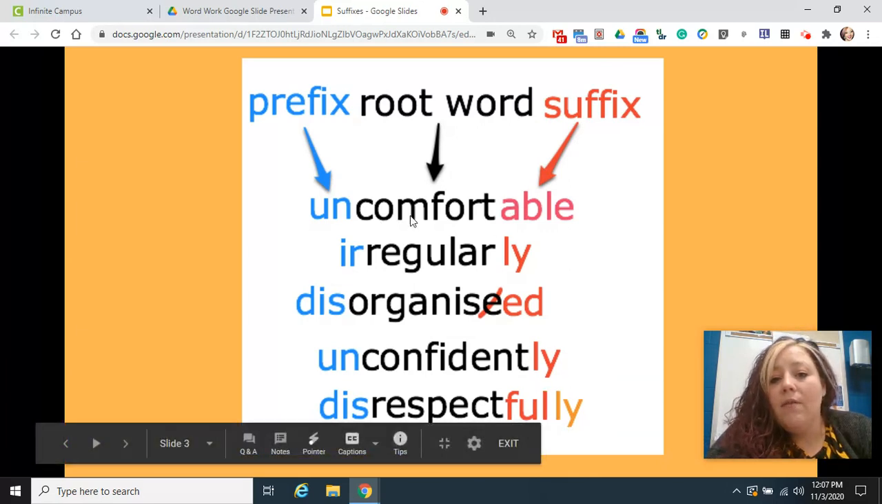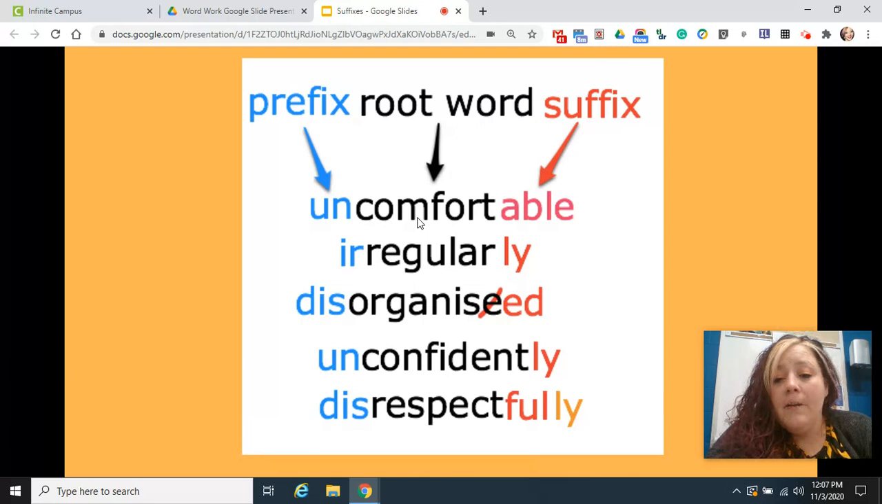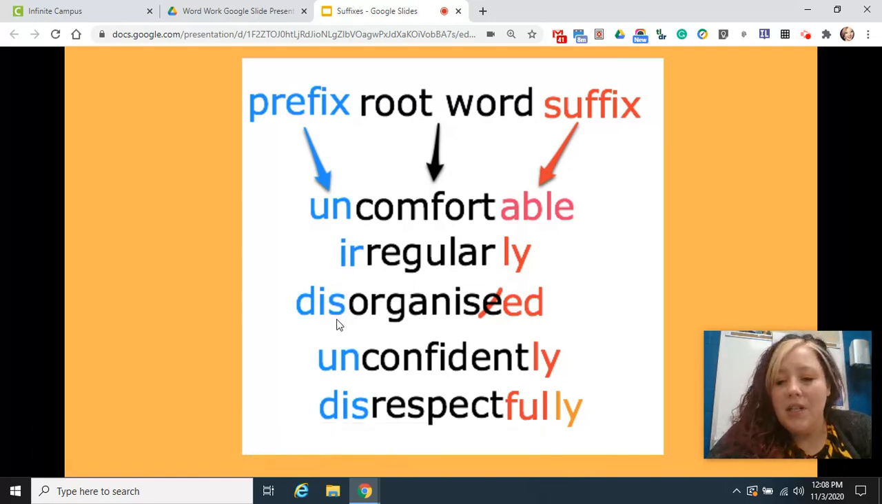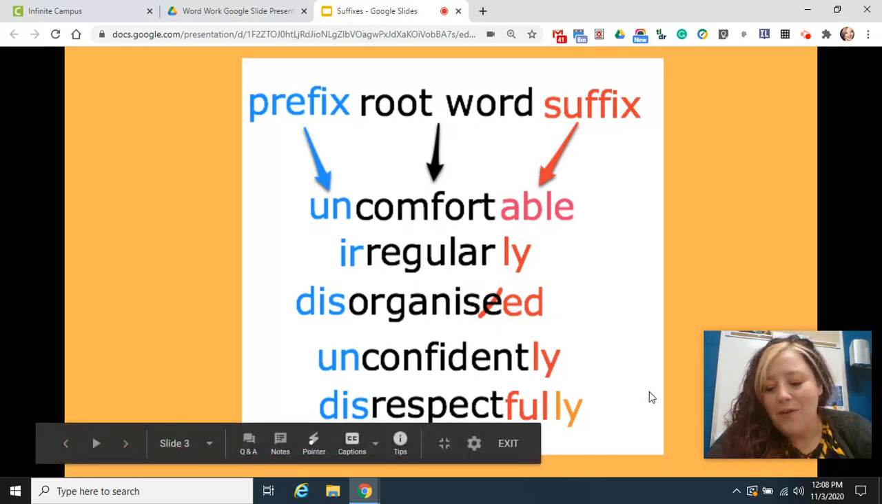So maybe we have a word like comfort. We could change it to comfortable. If you had a prefix at the beginning, you might see uncomfortable. So once you start to really know these suffixes and prefixes, then you're able to decode words much more quickly because you're looking for the parts that you already know. So let's focus just on suffixes.